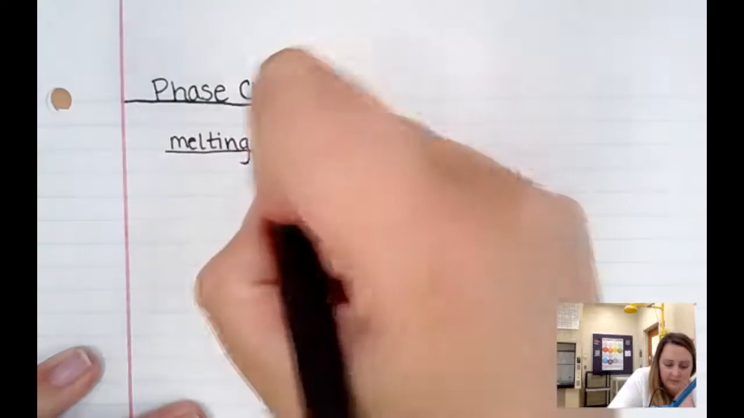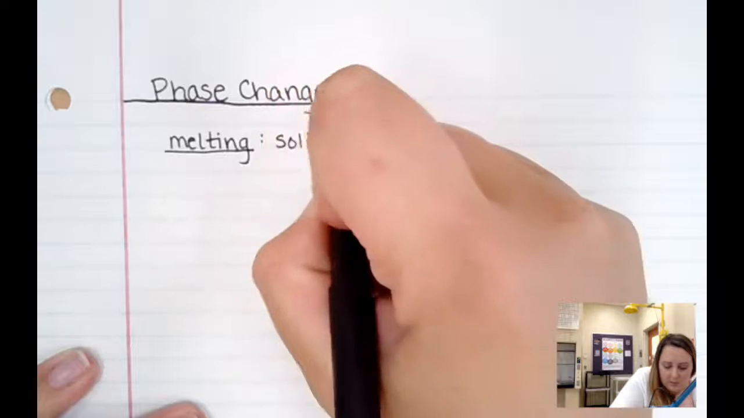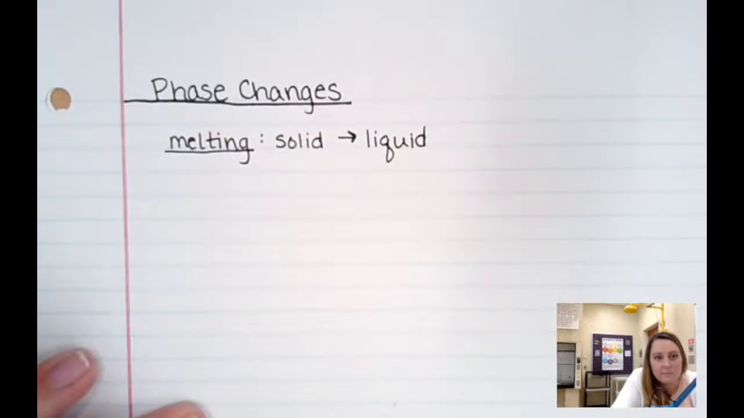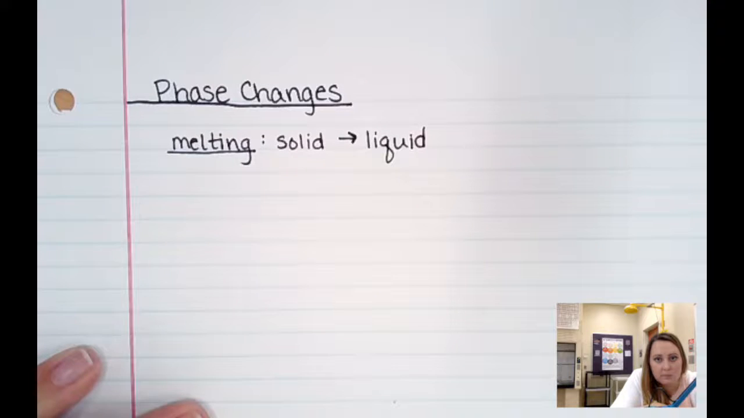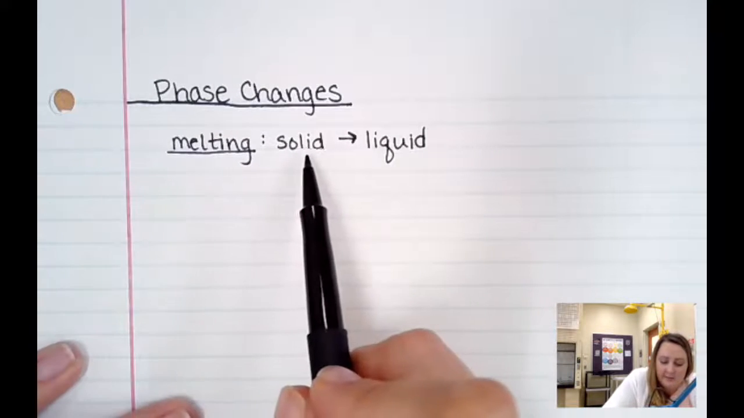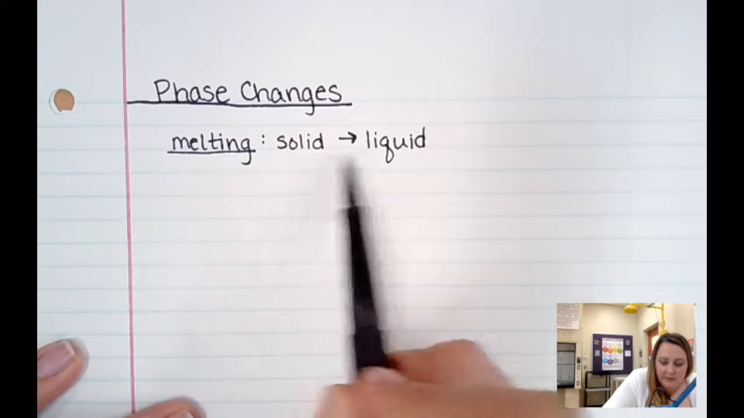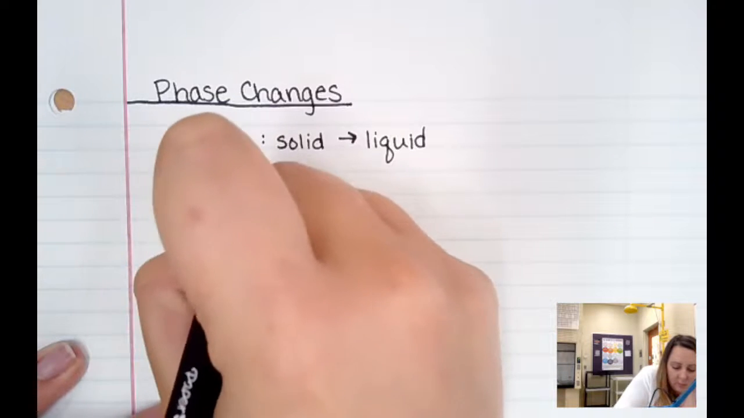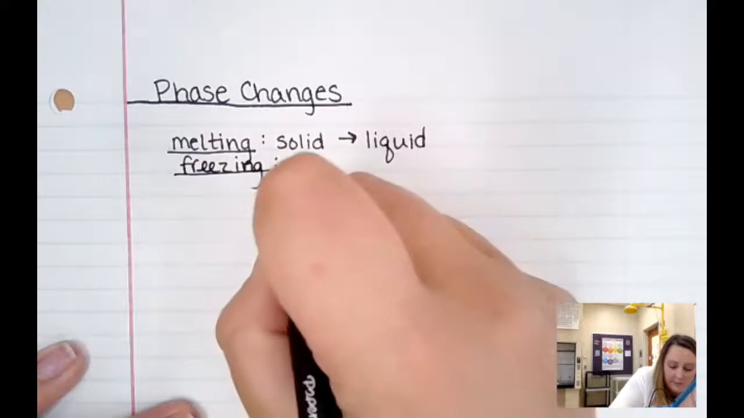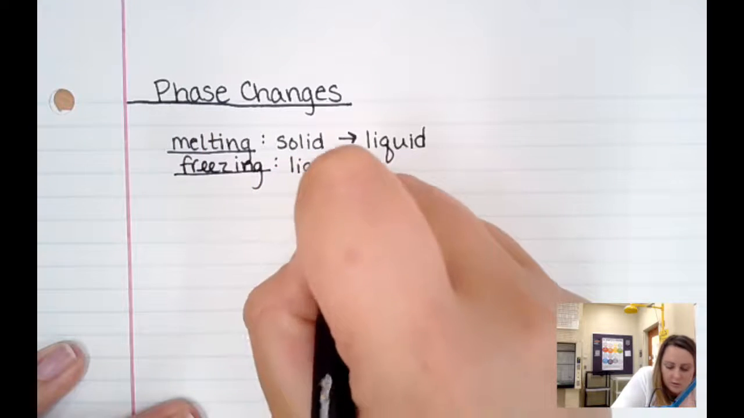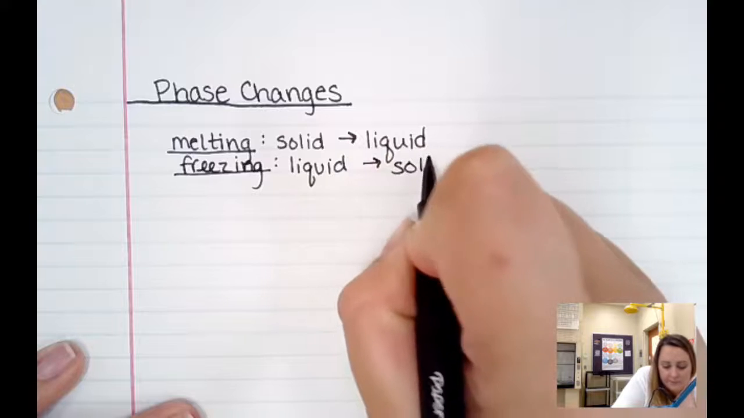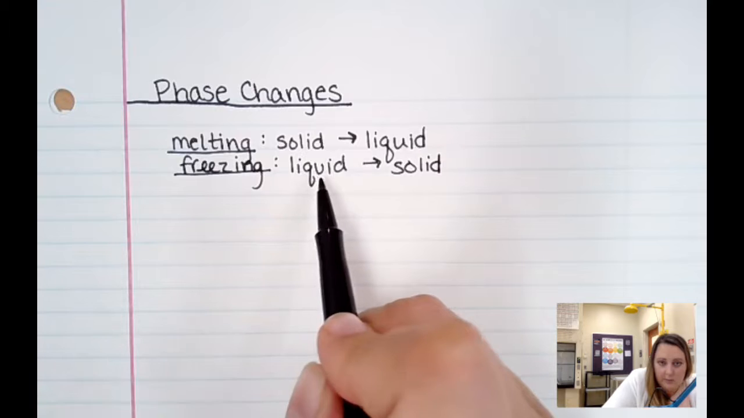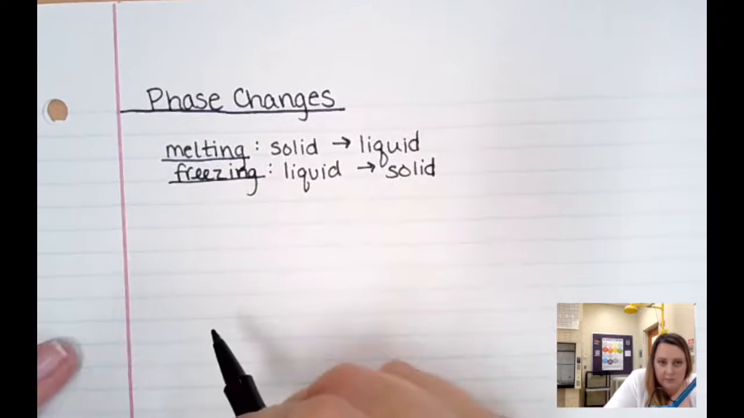All that means is going from a solid to a liquid. So ice to water, solid gold melting to liquid gold. Next we have freezing. And that is going from a liquid to a solid. Liquid water freezing to ice. Liquid gold freezing to solid gold.